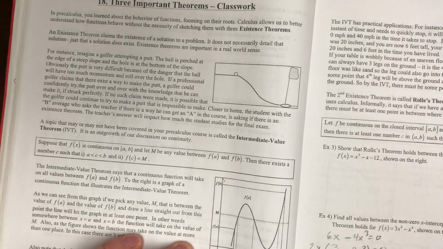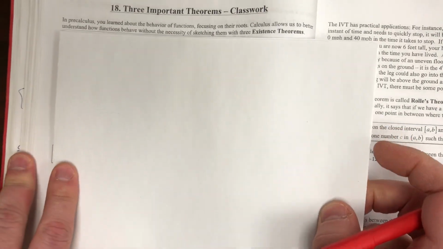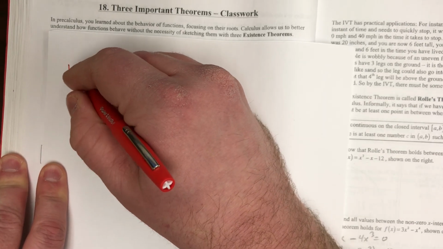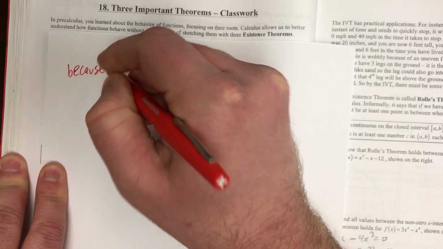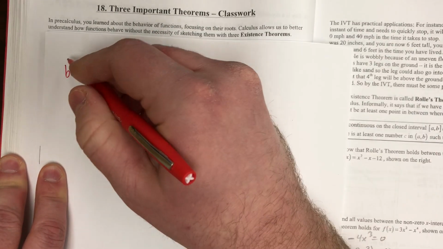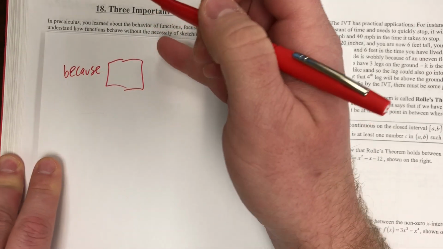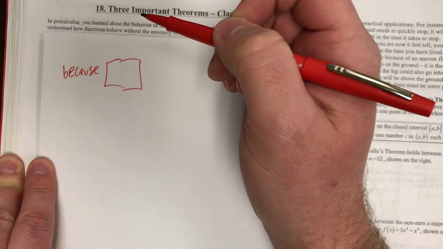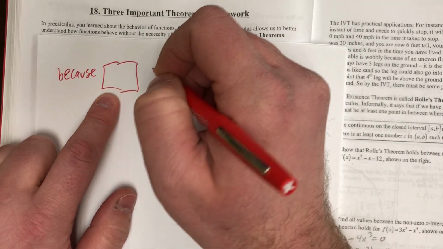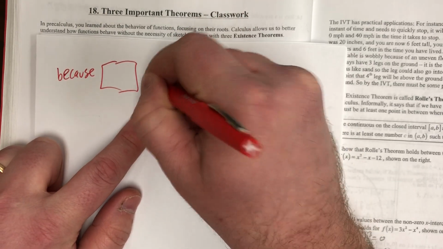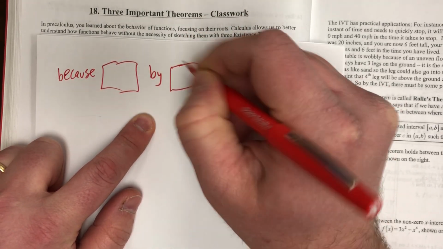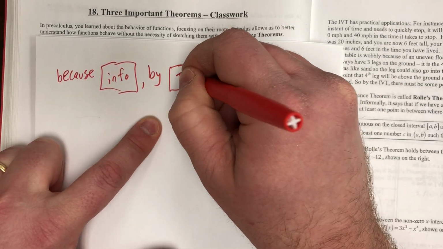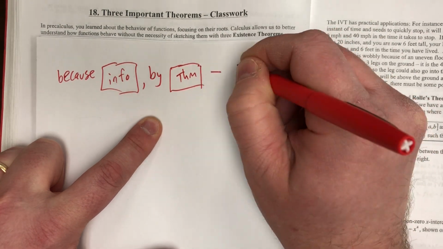Generally the way that this works is we're going to have some kind of setup. Because of this information, by a certain theorem, there is a conclusion. They're not looking for you to write a specific sentence, but they want to see: because I have this information here, comma, by this theorem, conclusion.